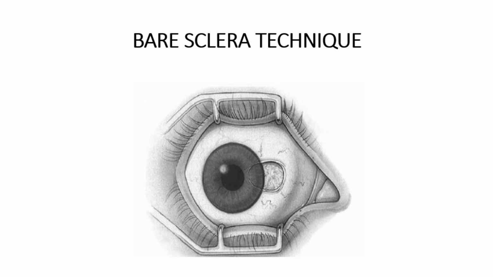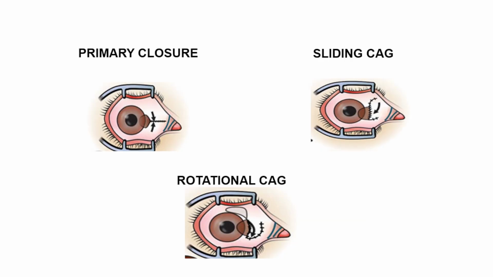This is the bare sclera technique, where the pterygium is excised and the raw area is left as such to heal by itself. The conjunctival epithelium will grow over the bare area, and the pterygium area will be covered by the normal conjunctiva. Primary closure technique, where the pterygium is removed and the raw area is closed by just pulling up the cut end of the conjunctiva from above and below the pterygial cut ends.